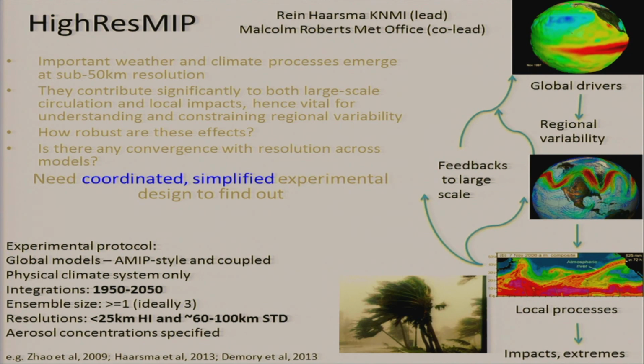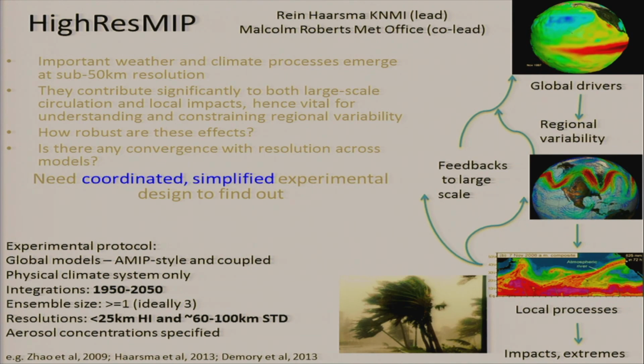So these are the kind of things we want to look at. We think, and I'm sure we'll hear more today and tomorrow, that sub-50 kilometer resolution really can do a better job of some of these processes. They contribute significantly both to the large scale, the hydrological cycle, and to the small scale and impact. So it's both the large scale and the small scale, not just one or the other. You can't quite do this with a regional model because that doesn't give you the feedback onto the large scale. You need that for the global drivers and for the regional variability.